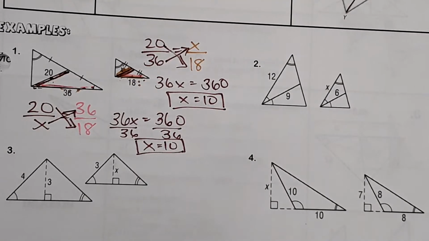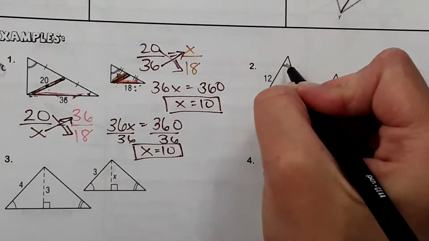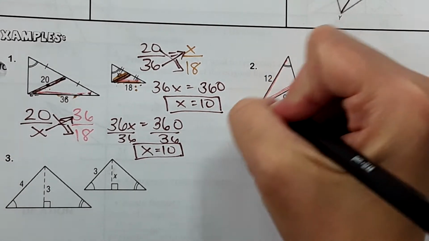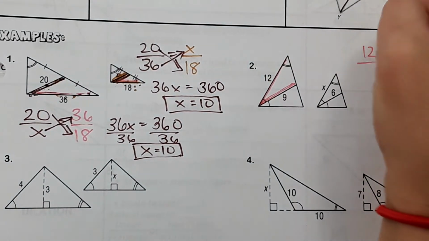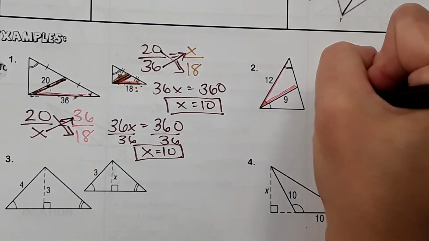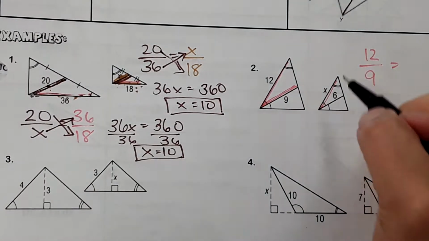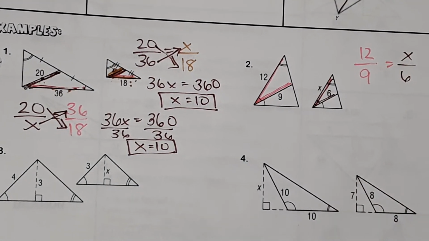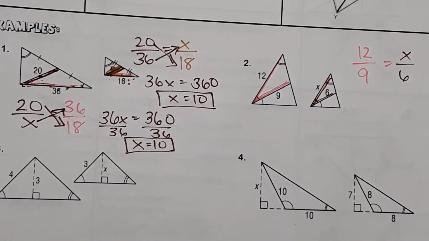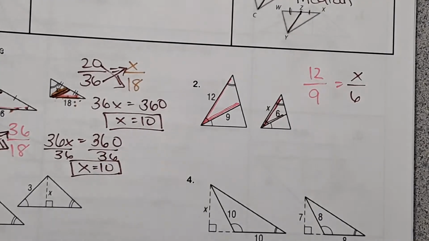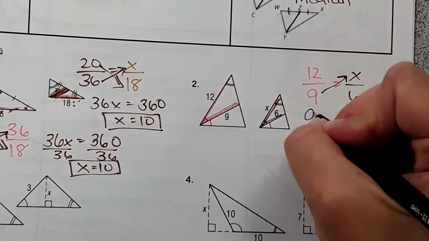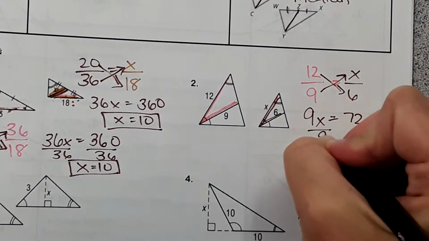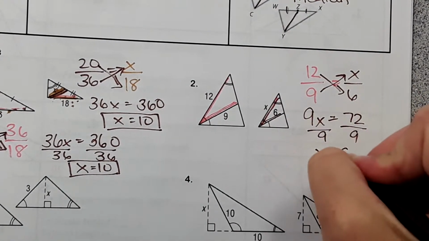Number 2. So this one, I'm going to say side length to angle bisector. So 12 over 9 equals x over 6. And then solve using cross multiplication. And x equals 8.